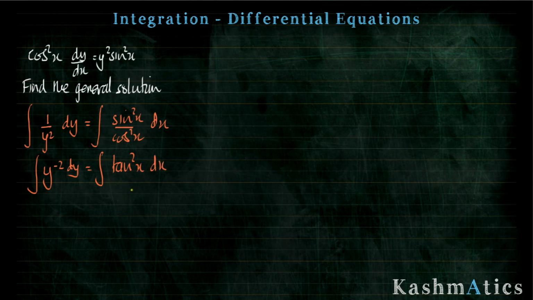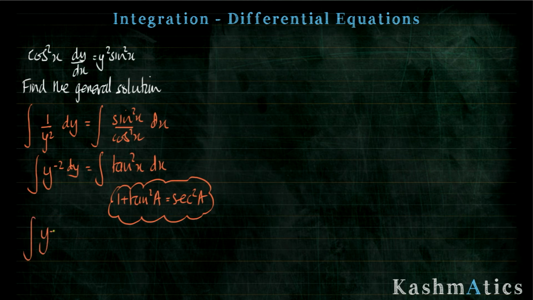Now in order to integrate tan squared x, we need the identity 1 plus tan squared a equals sec squared a. So that's the identity we're going to use. I'm just going to use that to rewrite that right hand side. So let's just plug that in. I get the integral of y to the power minus 2 dy equals the integral of, now if I rearrange this, tan squared a is sec squared a minus 1, so this would be sec squared x minus 1 dx.